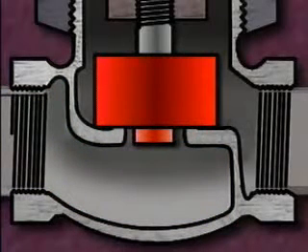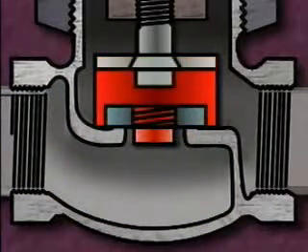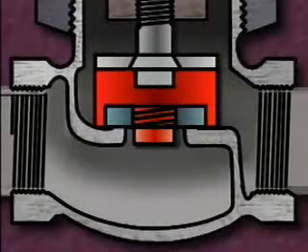This globe valve has a composition disc. This type of disc is replaceable, and it comes in a variety of materials for different types of service, such as high and low temperature water, air, or steam systems.